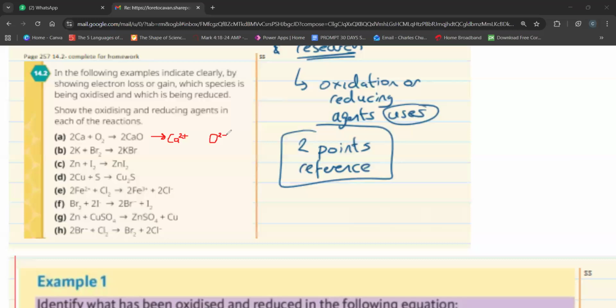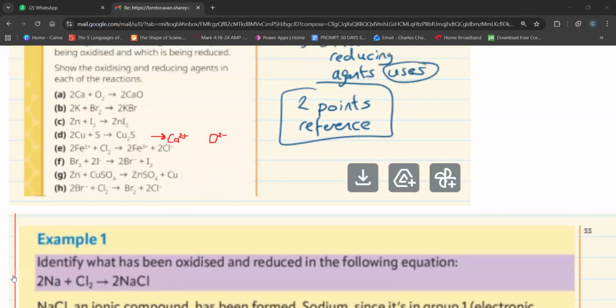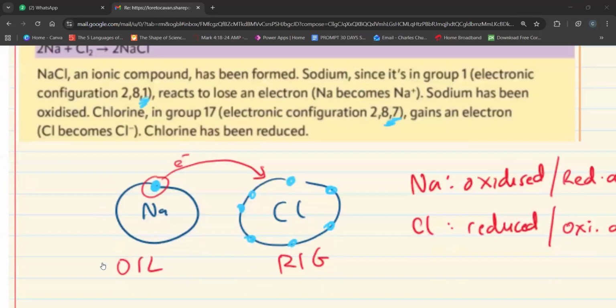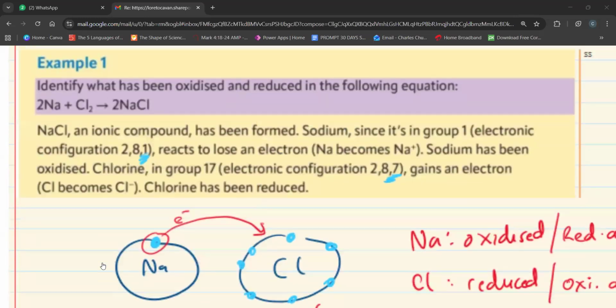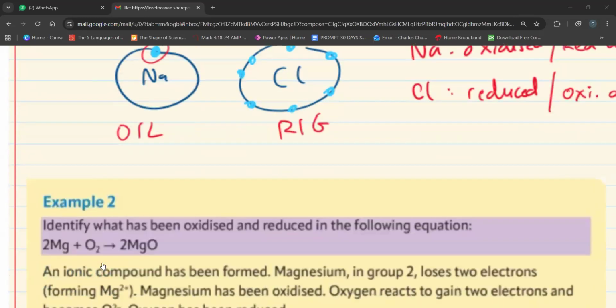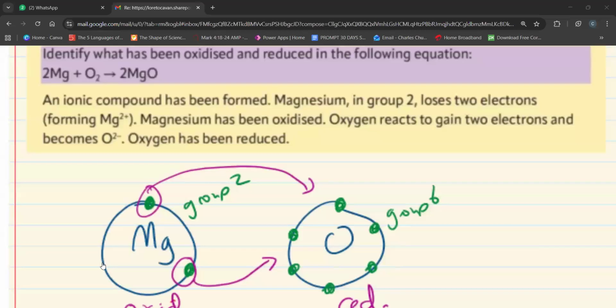Okay. All right. But this particular topic is quite an interesting topic. I would say, at least I can speak for myself, it was one of those topics that I enjoyed back in school. Reduction, oxidation, and all that.